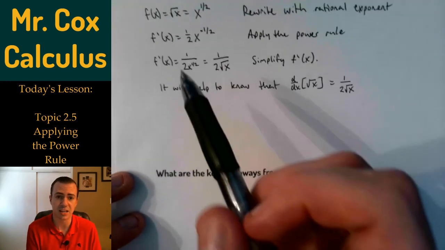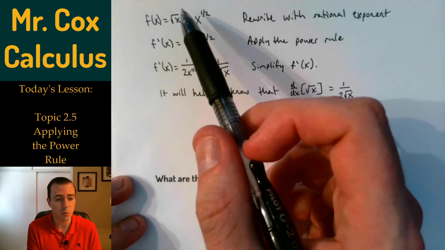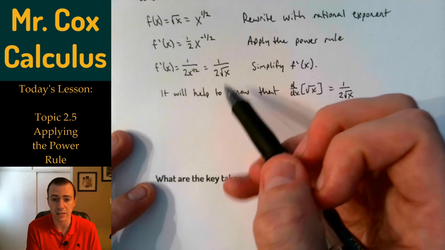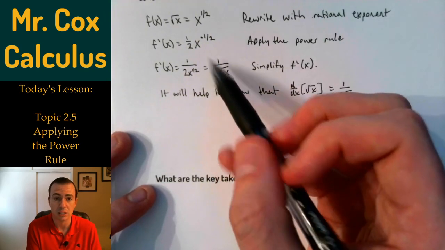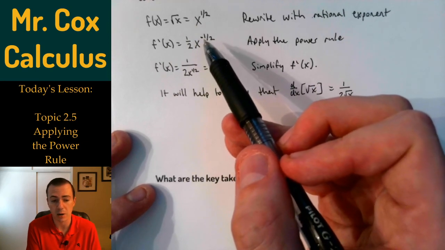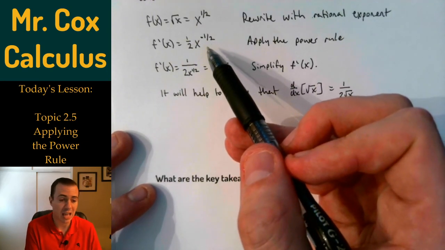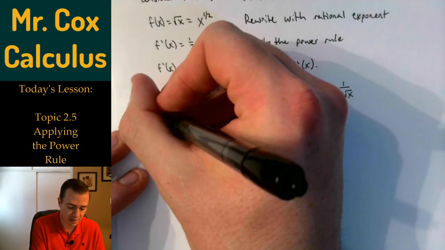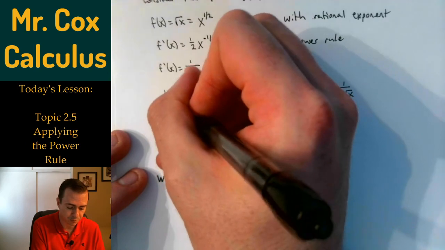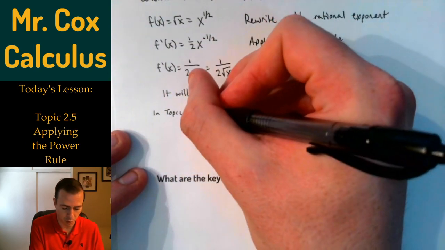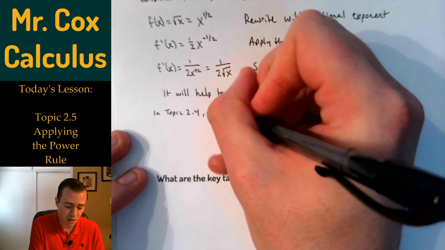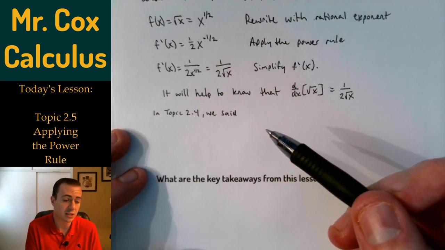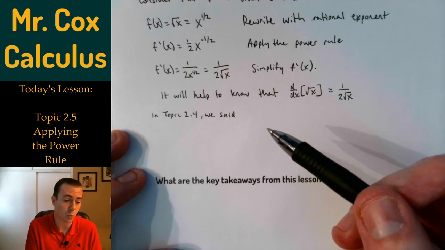So kind of an interesting thing happened here. I've got the square root of x, which is not anything rational. Its derivative came out to be rational. Because it was to the 1/2 power, when I reduced it by 1, it became a negative exponent, which sent it to the denominator. Now in a previous topic, topic 2.4, the whole point of that topic was we talked about functions that were continuous, but maybe because of a particular reason weren't differentiable.